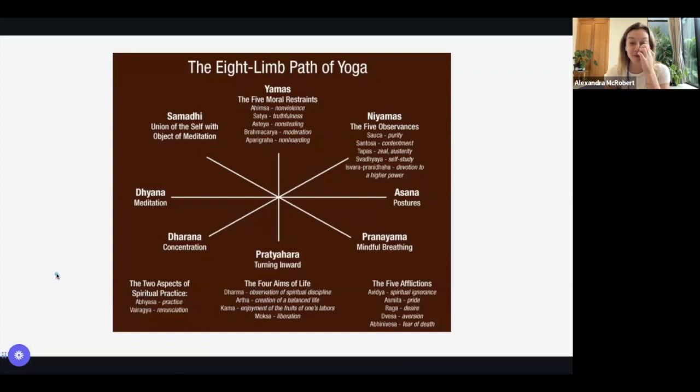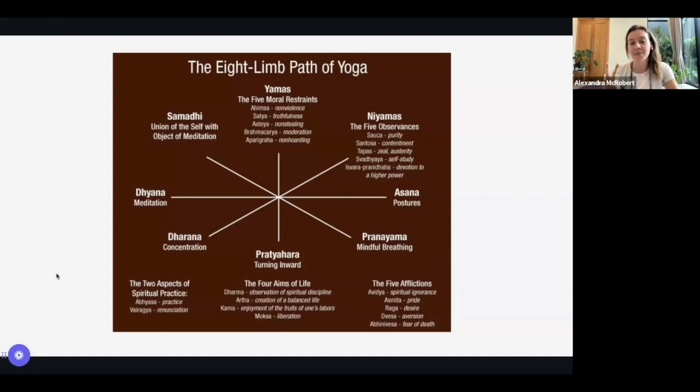So the 4 aims of life, these are basically what we're all here for. Dharma, our spiritual discipline or our purpose. Artha, the creation of balance in our life. Kama, which is enjoying the fruit of our labor, enjoying what we want to receive from everything we worked on. And then we have moksha, which is liberation or freedom.